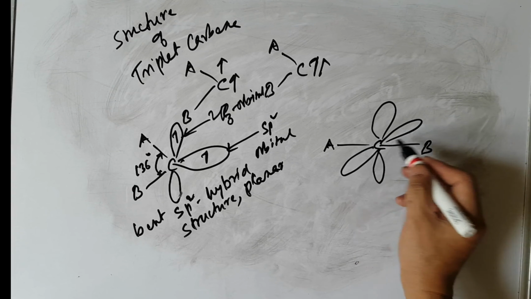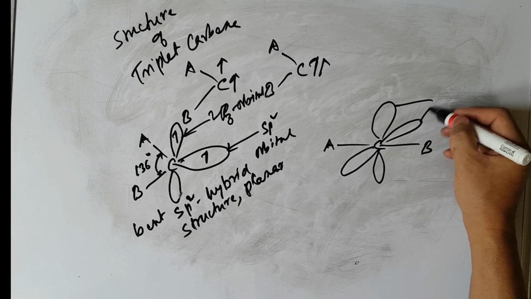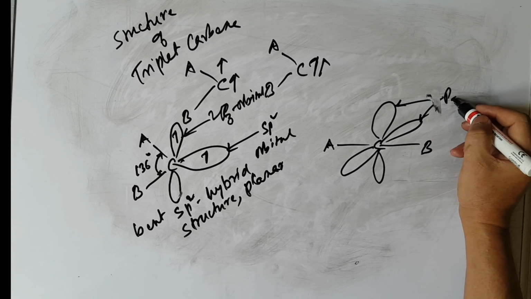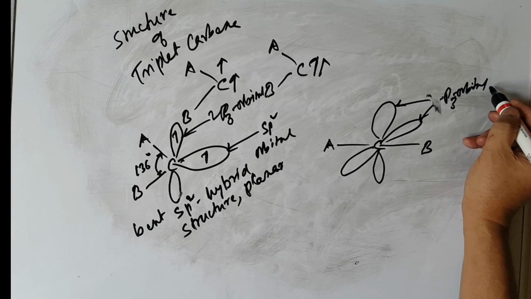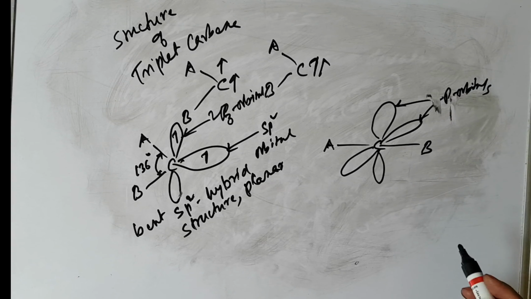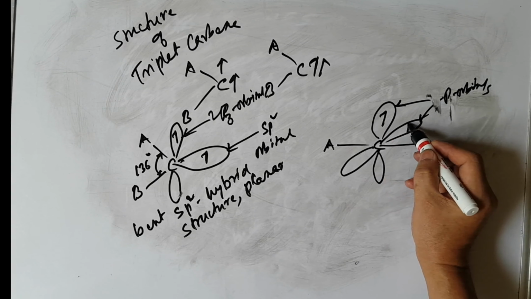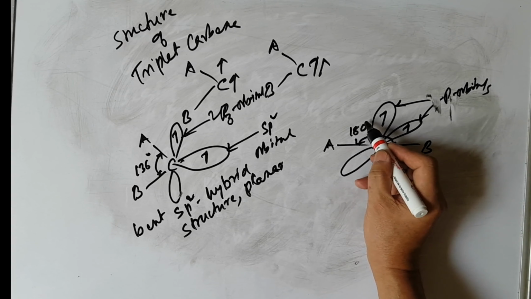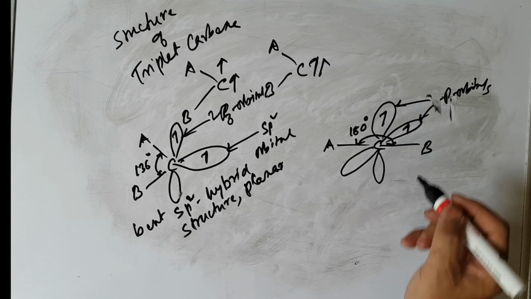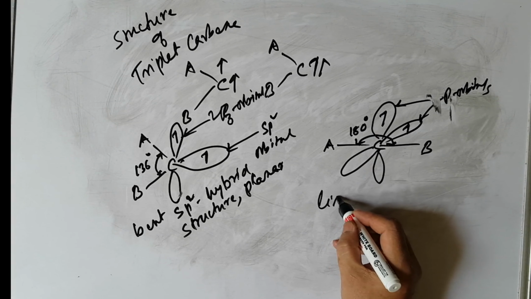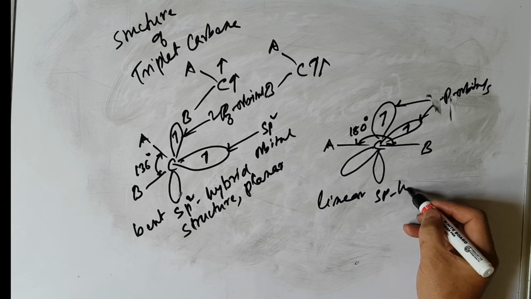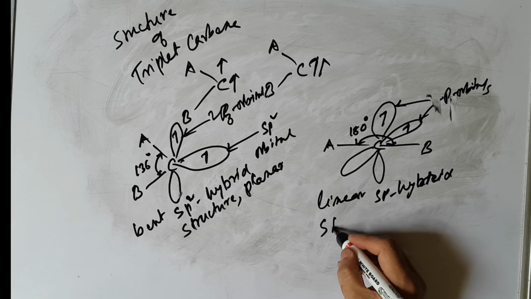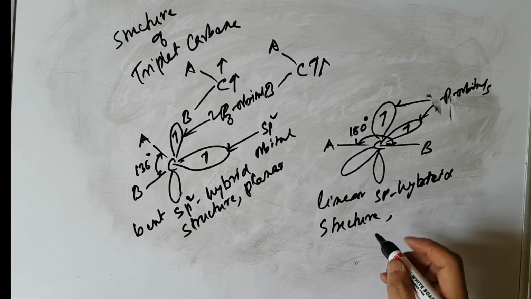Here they have sp hybridization. These are p orbitals. The two electrons occupy each of these p orbitals, so they are parallel, and the angle between them is 180 degrees. So this is a linear sp hybrid structure, and it is linear planar here.